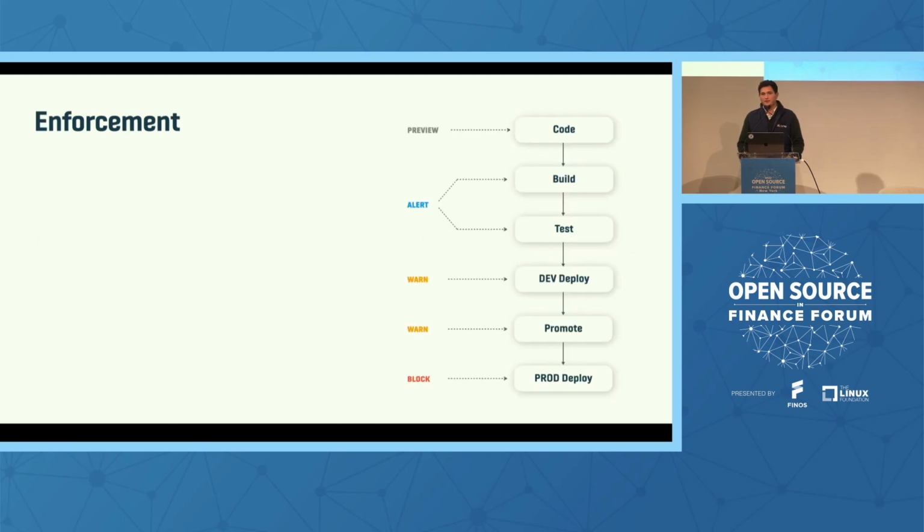What we found to be most effective in practice is automated enforcement. And so what that means here in this example is, you write your code, you build, you test, you deploy to dev. And if at any point in time, say for example during your code, if you open a feature branch, we'll preview to you your current compliance, all right? Then during build and test, we'll alert you again to your given compliance. Then during your dev deploy and your promotion of the artifacts, we'll warn you and say, hey, not compliant on these, you need to remediate. And then if you still go and attempt to deploy to production, that deployment will be blocked.